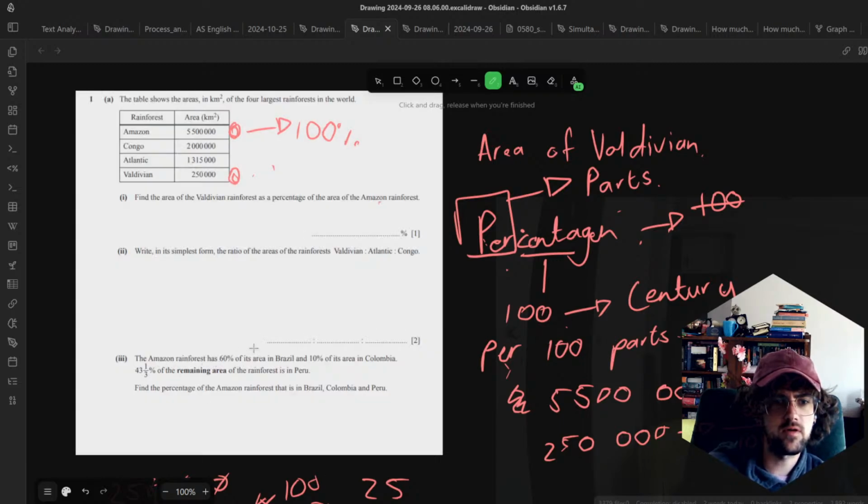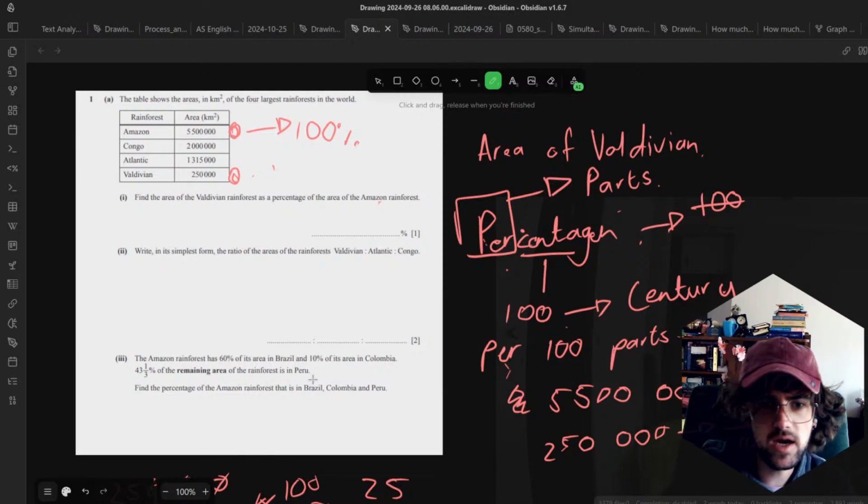The Amazon rainforest has 60% of its area in Brazil and 10% of its area in Colombia. 43 and a third percent of the remaining area of the rainforest is in Peru. Find the percentage of the Amazon rainforest that is in Brazil, Colombia, and Peru.